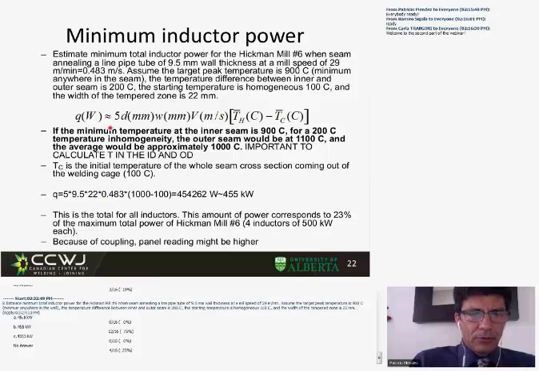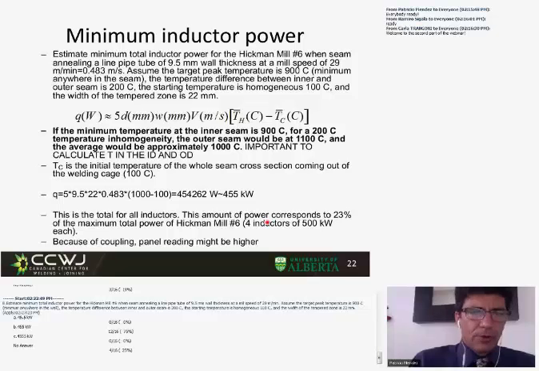And if we do now the plug and chug, we have the 5 here, we have the wall thickness, here we have the width of the temperate zone, here we have the velocity in meters per second, here we have the 1000 degrees average at the place of the peak temperature. The 100 degrees that we said coming from the welding cage is more or less homogeneous through the seam, and it's more or less 455 kilowatts, as all of you correctly calculated.